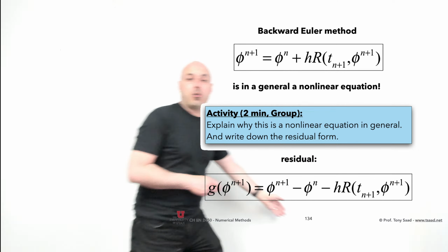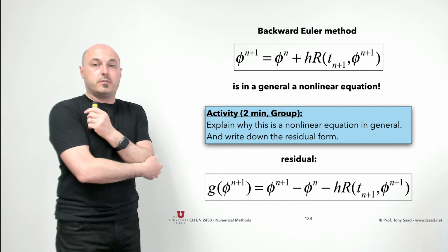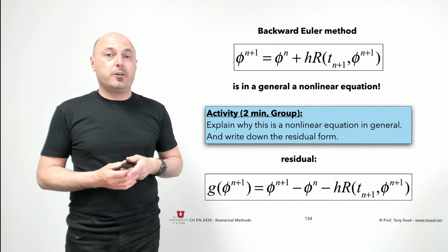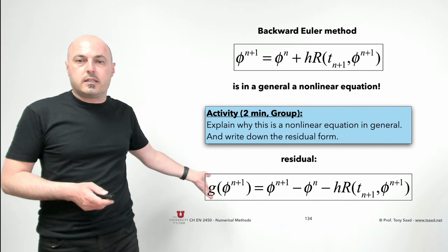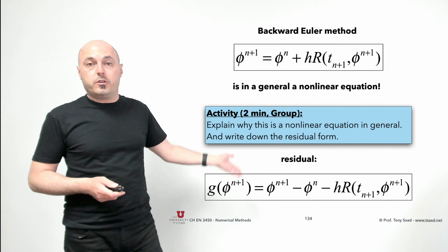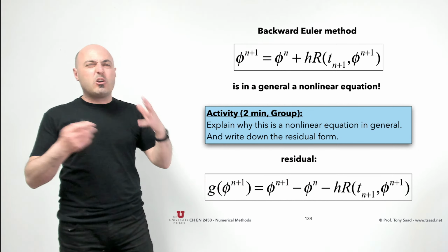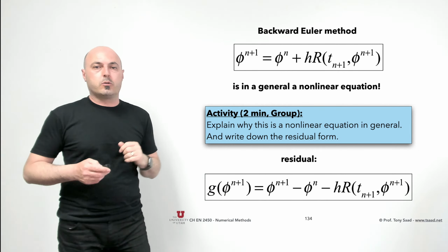Now this is general. This is a very generic form for all backward Euler methods, regardless of the right-hand side. If the right-hand side is linear, then that's fine. The nonlinear routine that is going to solve for this residual function is just going to find the solution. Or if the right-hand side is nonlinear, it's still going to find the solution. So that's the only difference, and it's a critical difference between a forward Euler and backward Euler method.